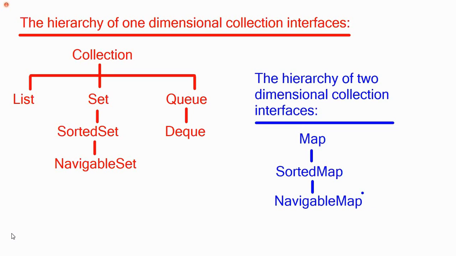So total 10 interfaces: 7 interfaces are one-dimensional, 3 interfaces are two-dimensional. Very easy to remember. Which are maps? You observe Map, SortedMap, NavigableMap. These three are two-dimensional. Remaining are all one-dimensional. That's it. Map related interfaces are two-dimensional, remaining all one-dimensional. Very simple. Map, SortedMap, NavigableMap.